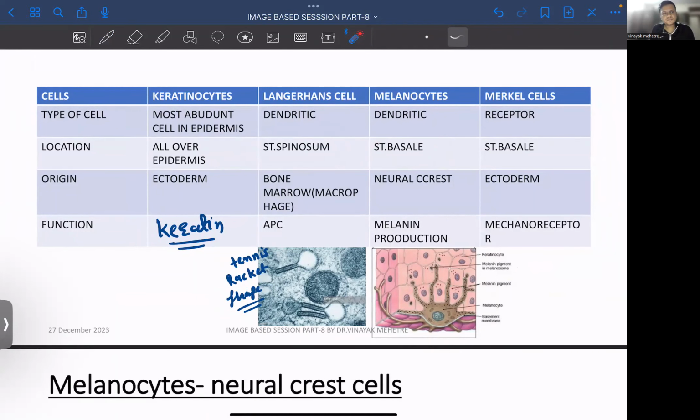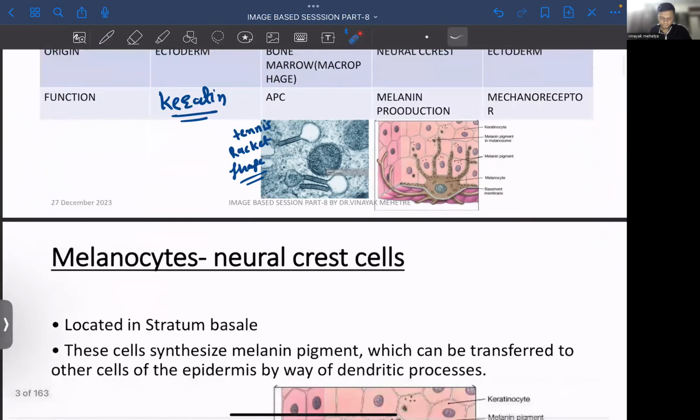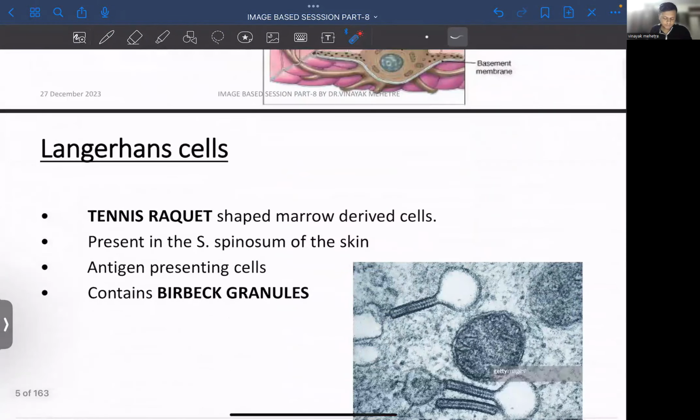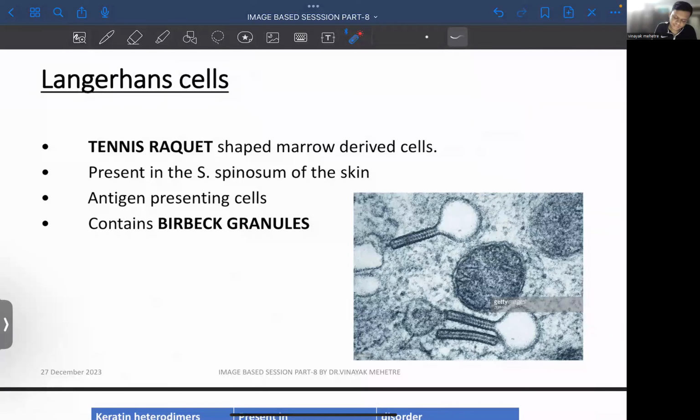Confusion यहाँ होता है. The melanocytes are present all over the epidermis or only in one layer, that is stratum basal. Confusion दोनों में होगा. ठीक है? Right? We have discussed this. Which type of granules are present in Langerhans cells? The name of that is Birbeck's granules. Okay, Birbeck granules are present.